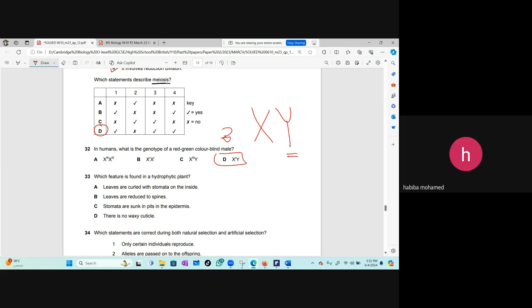We leave it alone. It's going to be on the X. And we know that it is a recessive allele, so it will be a small r on the X.